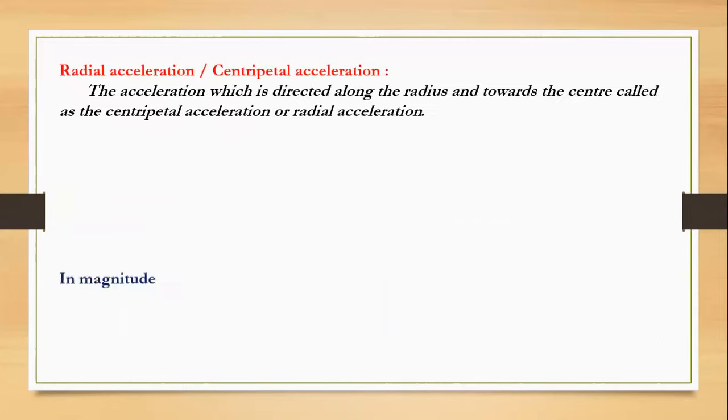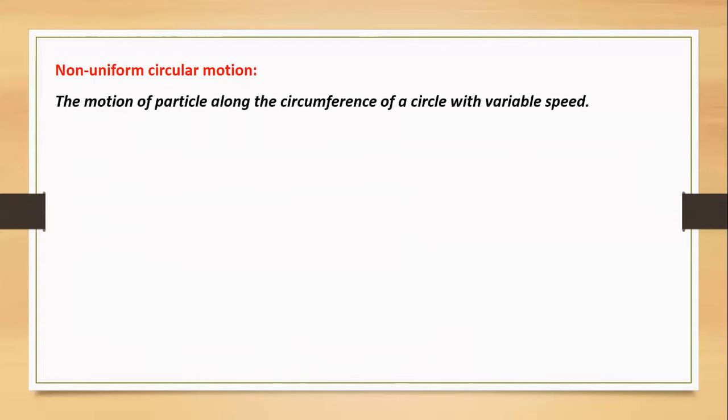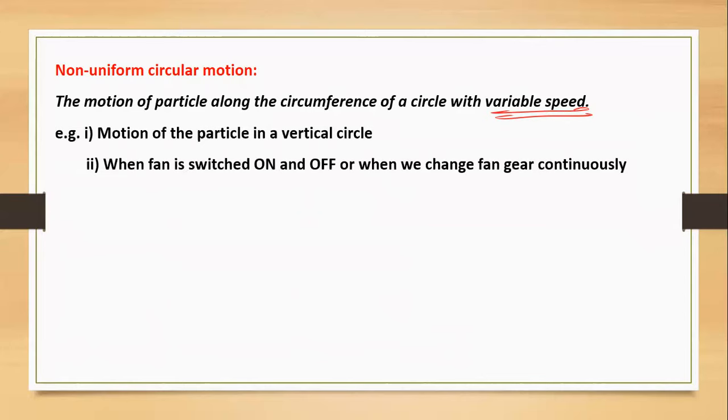Next we have to cover non-uniform circular motion. What is non-uniform circular motion? The motion of a particle along the circumference of a circle with variable speed is non-uniform circular motion. Non-uniform means not constant, means variable. Example: motion of a particle in vertical circular motion. When we tie a stone by a string and revolve it in a vertical circle, the speed varies. When the stone is moving up, speed decreases. When it is moving down, speed increases.